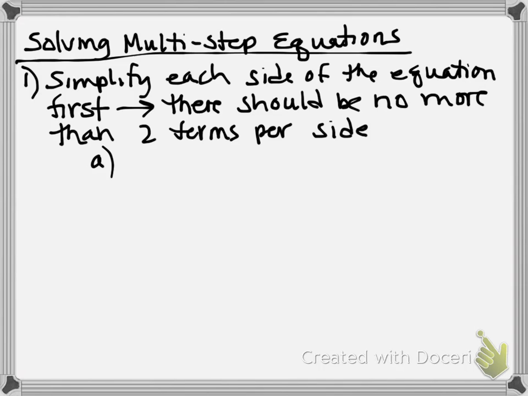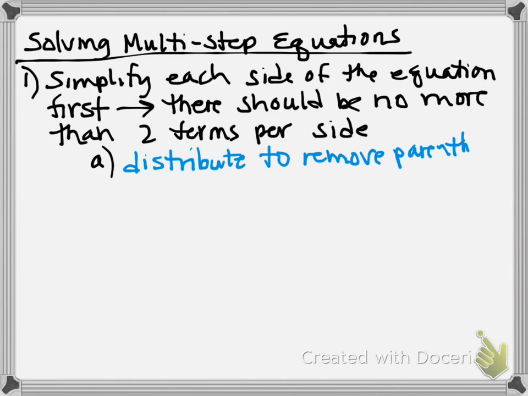All right, so what are the things that are determined to be simplifying? Number one, you distribute to remove parentheses. Because if you have parentheses, there's nothing you can do. So we want to get rid of them, and the distributive property allows us to get rid of them.